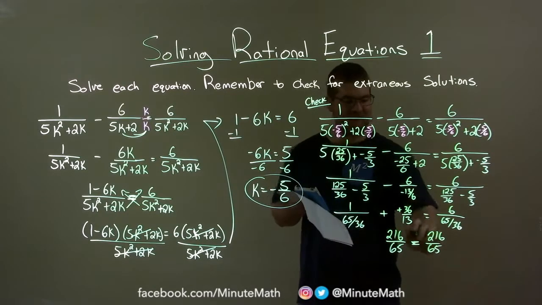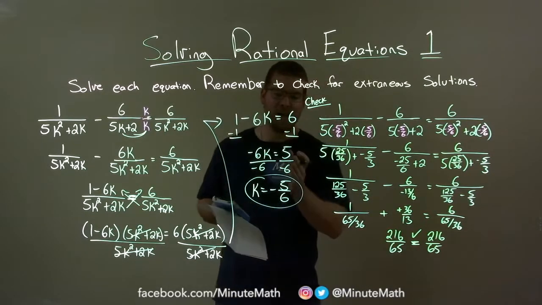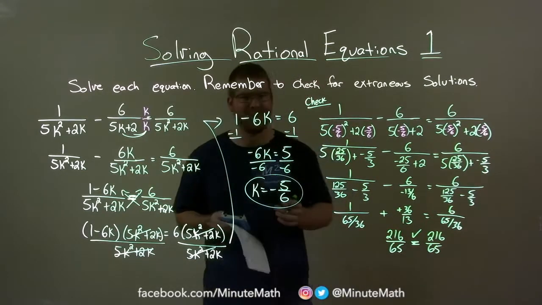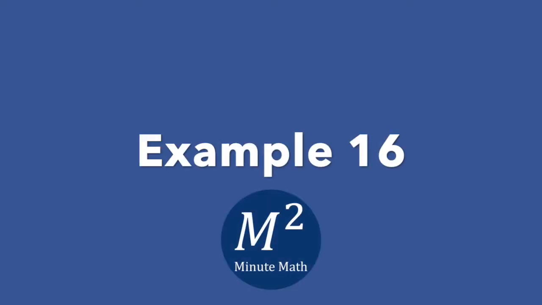So now, what does that mean? The left and right-hand side are both equal, meaning we have a true solution. And so our final answer here is k equals negative 5 over 6.